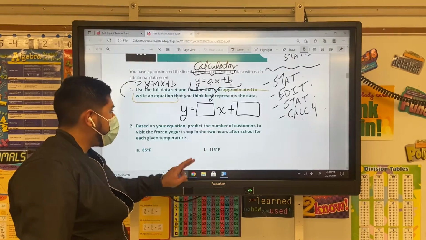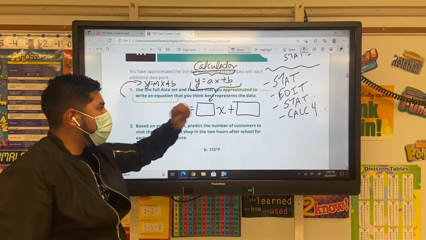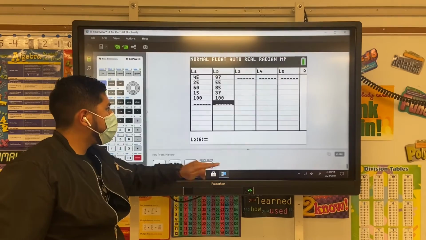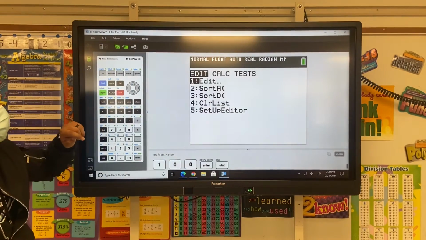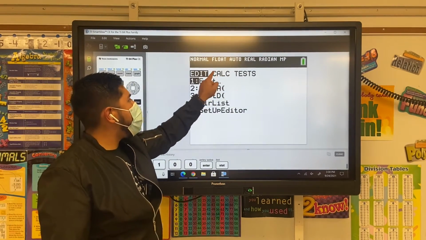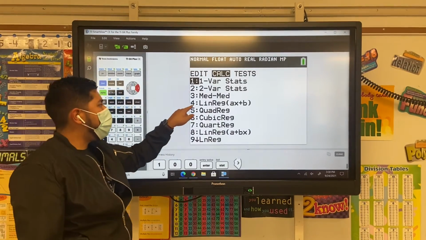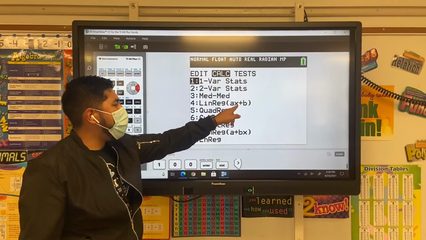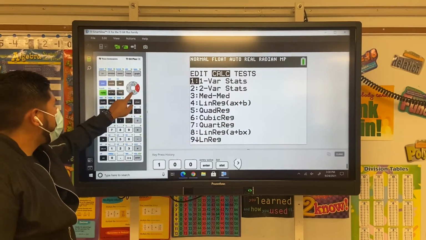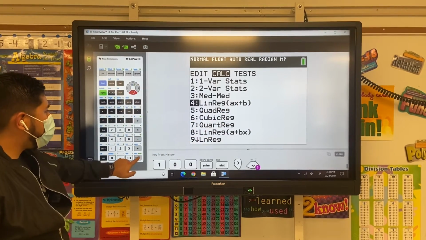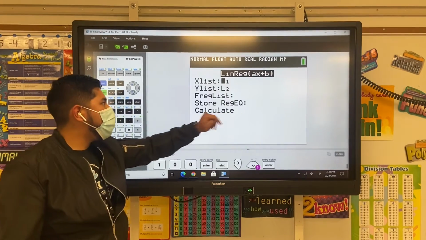Okay, so we did stat, we did edit. We're going to click stat again. Calc, right here, calculate, go sideways, press the side button. And you're going to see number 4, linear regression with the ax plus b that I was talking about. Go down to 4, press enter, and then calculate, of course.